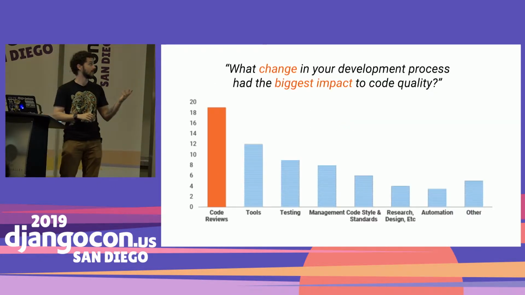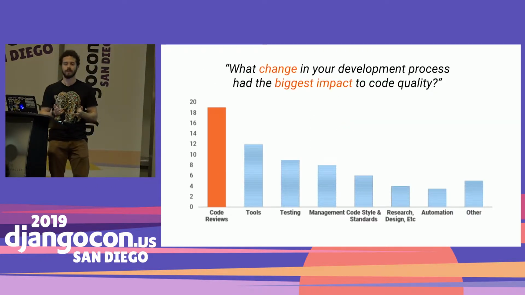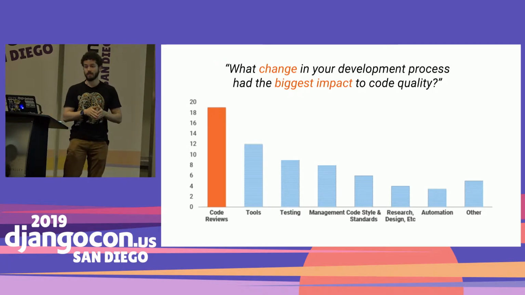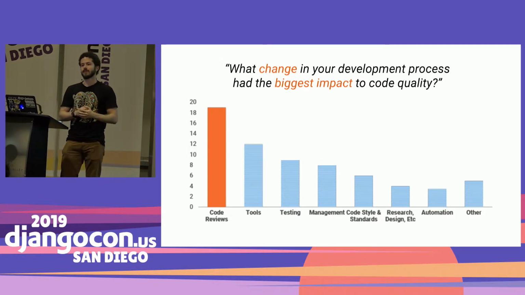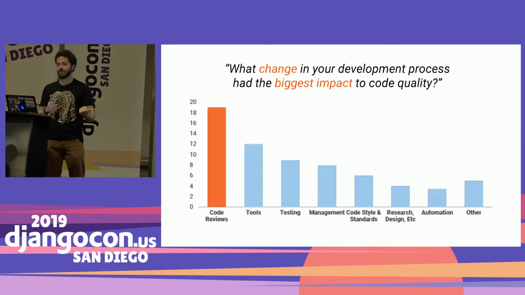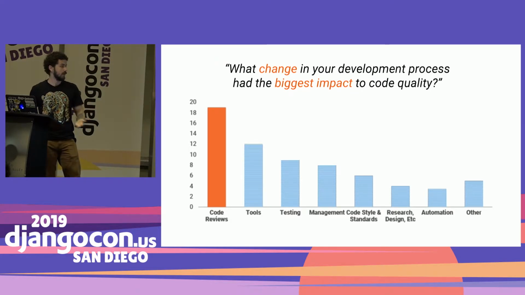They were also asked what was the change in your development process that had the biggest impact to code quality. And of course, they mentioned a ton of things like tools, testing, automation, but the thing that stood out the most was code reviews. So even though usually you hear people saying that reviewing code is kind of boring, people still think it's very valuable and brings a lot of improvement to the process.